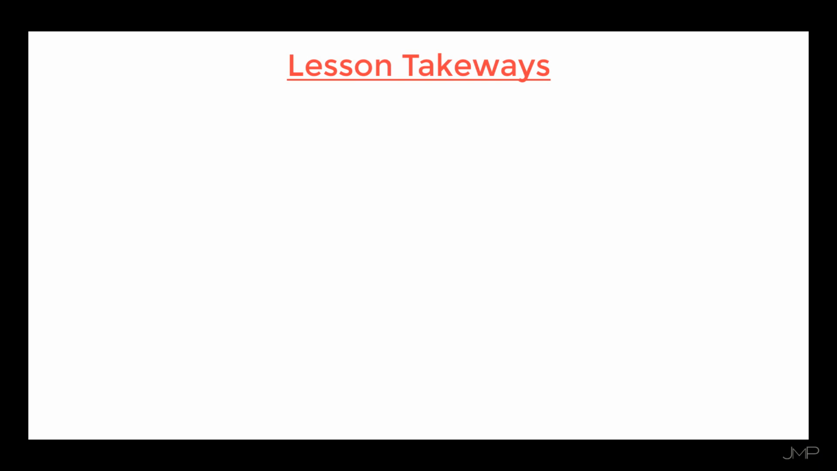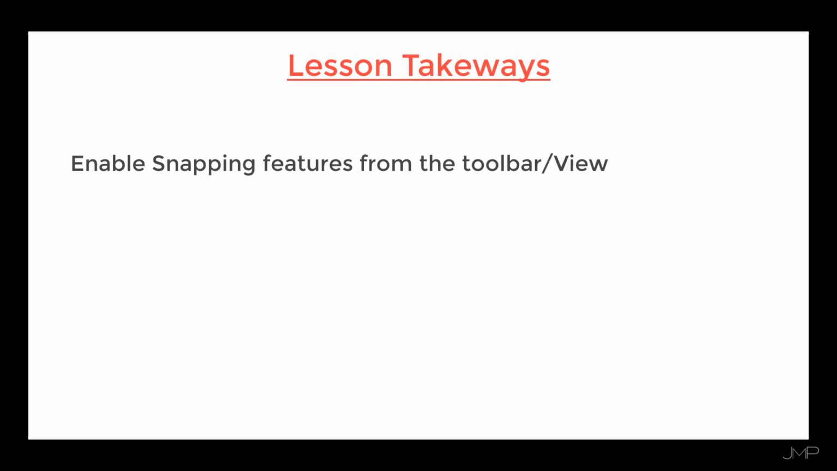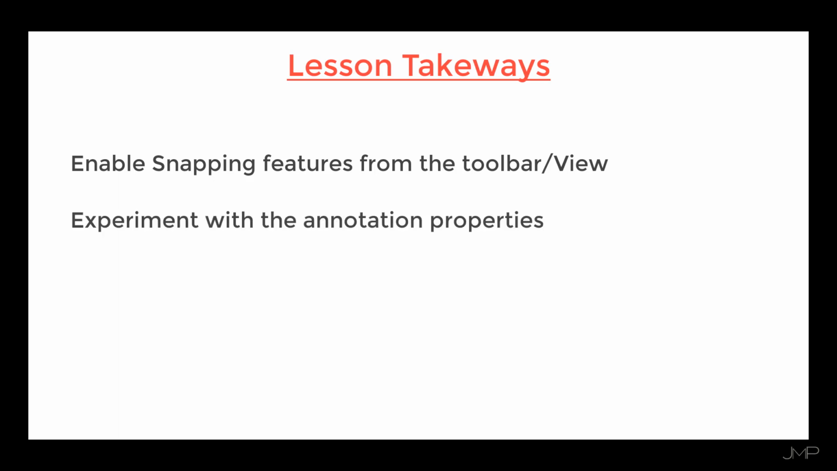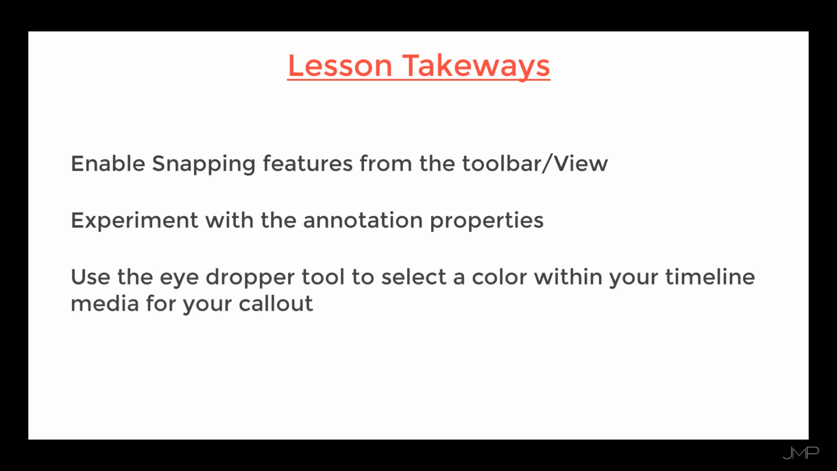Lesson takeaways. Make editing easier by enabling the snapping options from View. If you see a check mark, you've enabled the snapping. You can completely change the look of an annotation by experimenting with the annotation, text, and visual properties. Grab colors within your video to use on callouts.